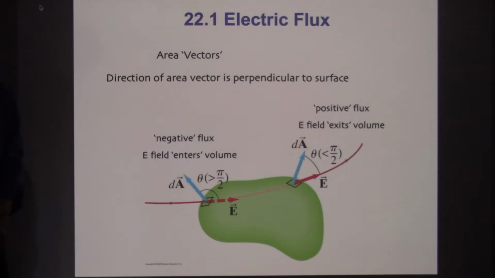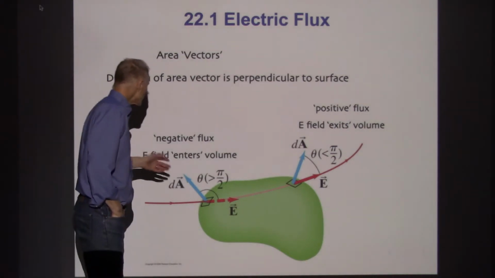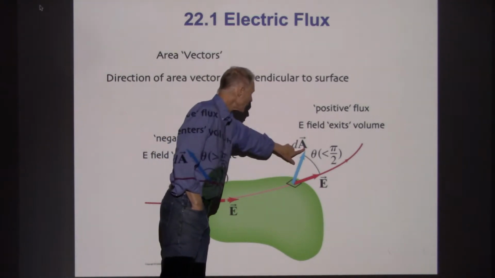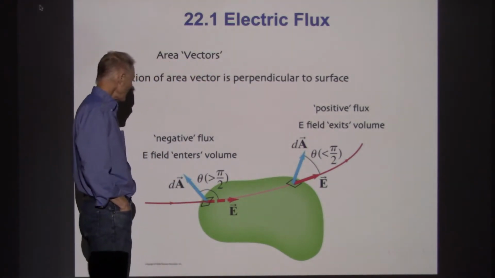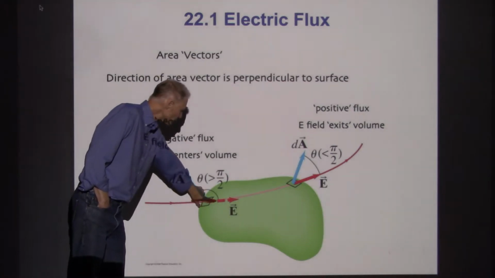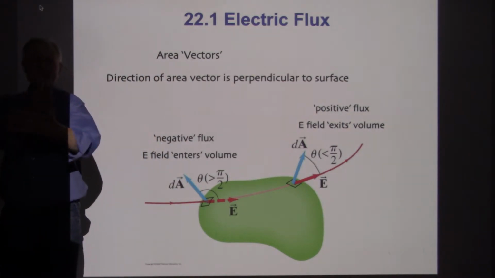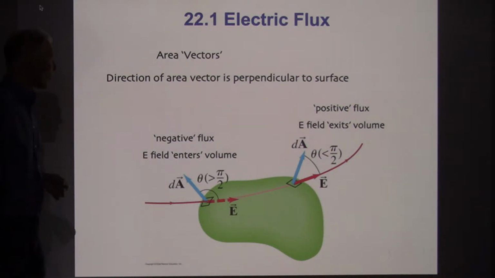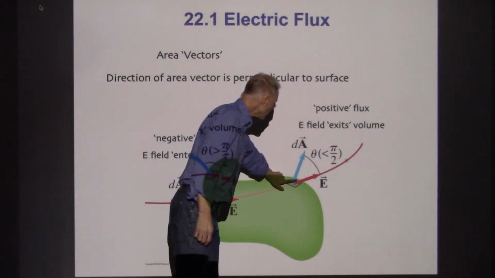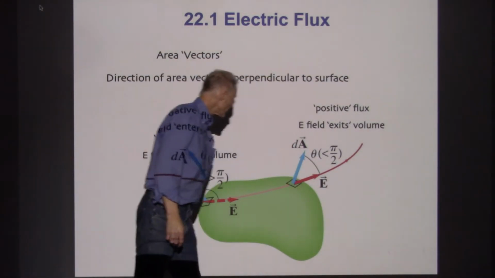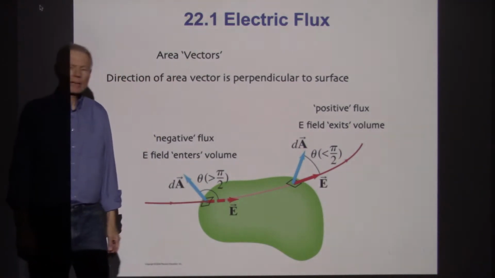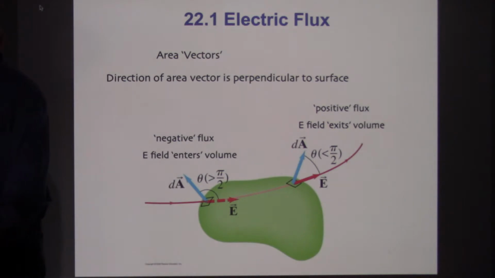Now, the way this works, so here are the area vectors. The area vectors are pointing directly out of these surfaces. And what happens is, the direction of the electric field will either cross into the surface, into the volume enclosed by the surface, or it will be passing outwards. Now, if the electric field is directed outward through the surface, that counts as positive flux. And electric field that's directed inwards counts as negative flux.